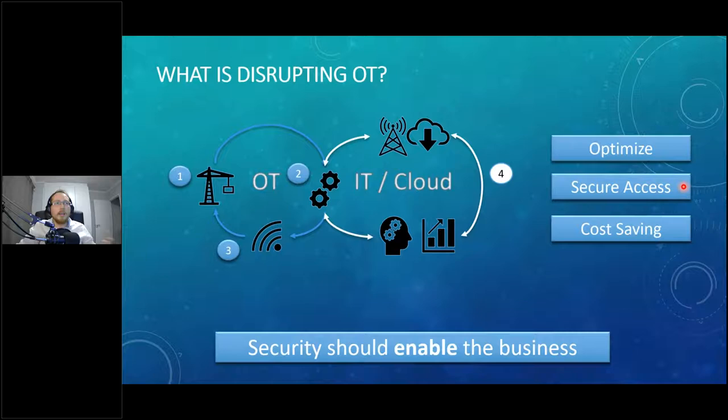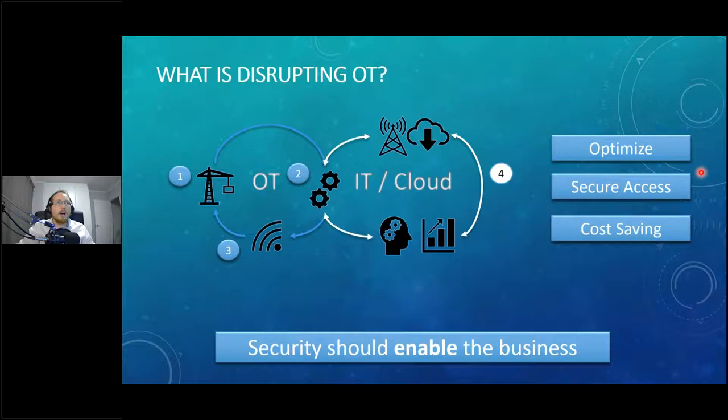And I think finally is cost saving, is that instead of building two separate networks, one for OT and one for IT, why not put them all on the same network and save costs there? So these three combined business factors have really started to disrupt OT and really saying, okay, we have to acknowledge IT and OT convergence.